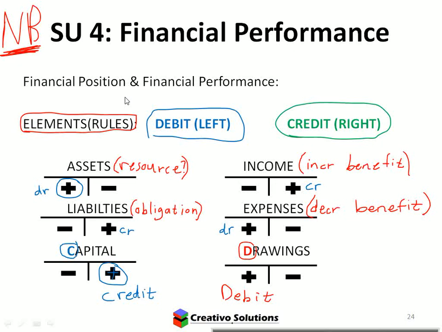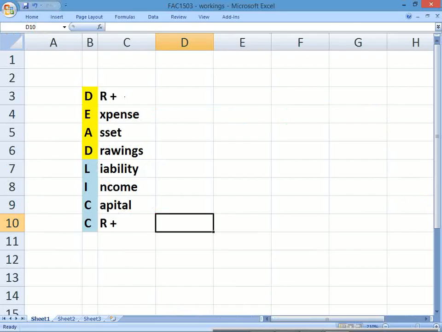What does the acronym represent? It represents this. Debit, which is a plus. Remember, positivity is better than negativity. So, debit plus: expenses, assets, and drawings have a plus on that side. What is the debit side? It's the left-hand side. That's it. There is no other meaning for it.